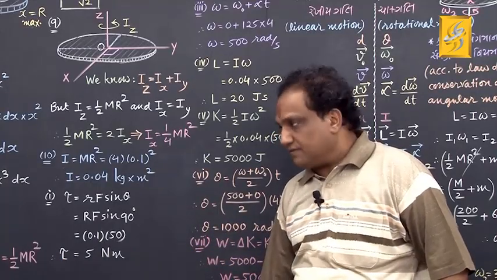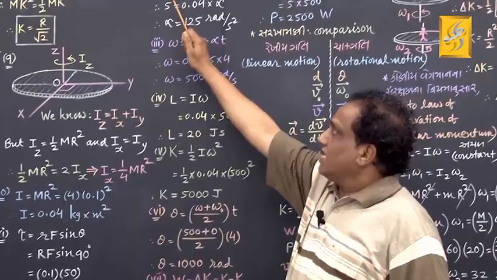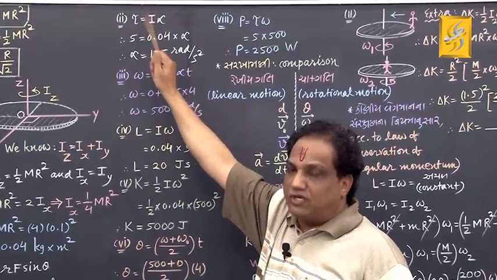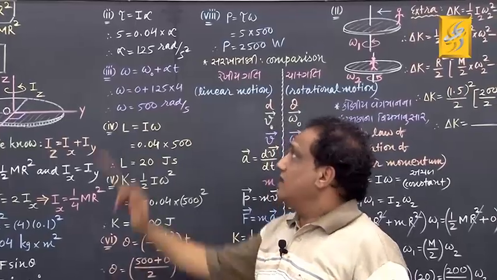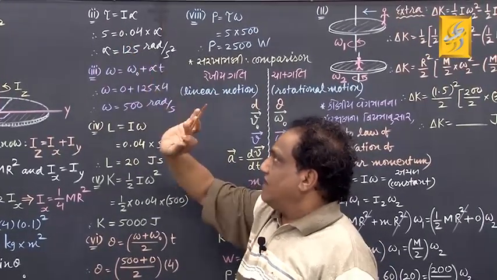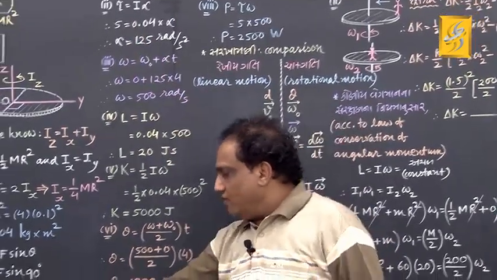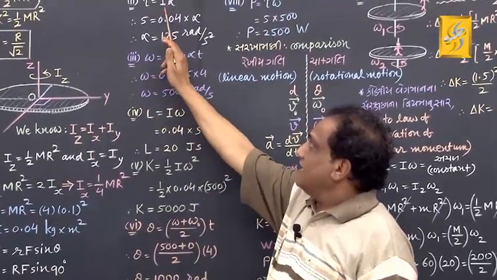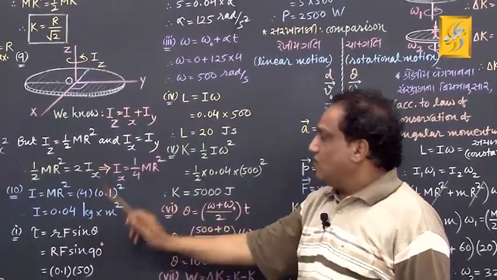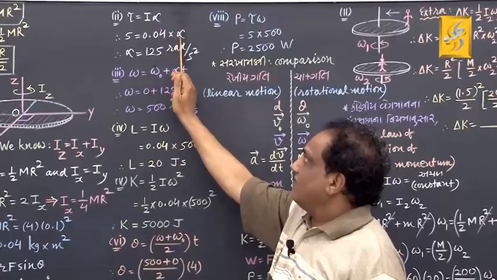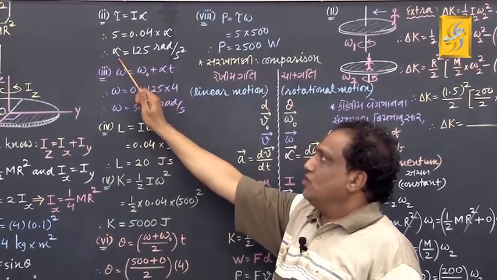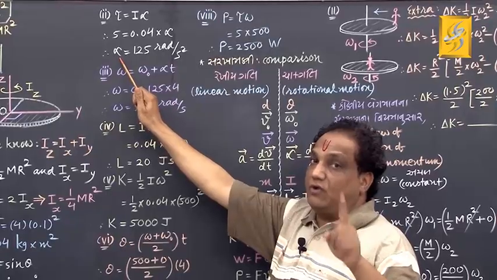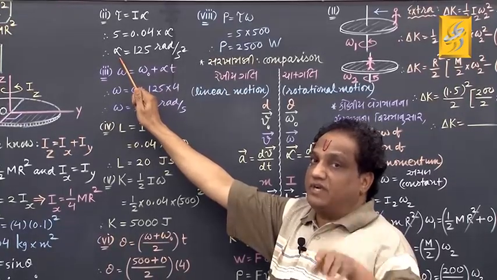Now we are asked to find the angular acceleration. Don't you know the very small formula? Tau equals I alpha. Torque is 5 Newton into meter. I is the moment of inertia, 0.04 kilogram into meter square. Alpha we require. The value of alpha comes out to be 125. You must remember the unit of angular acceleration, radian per second square.